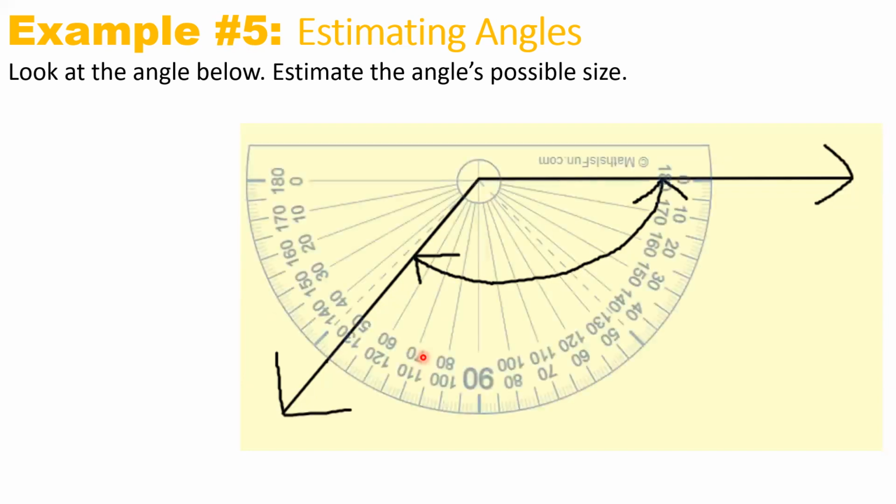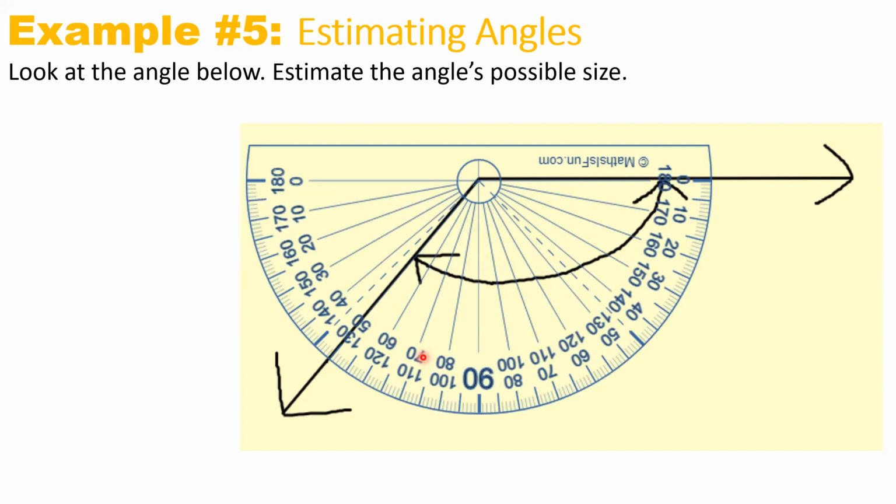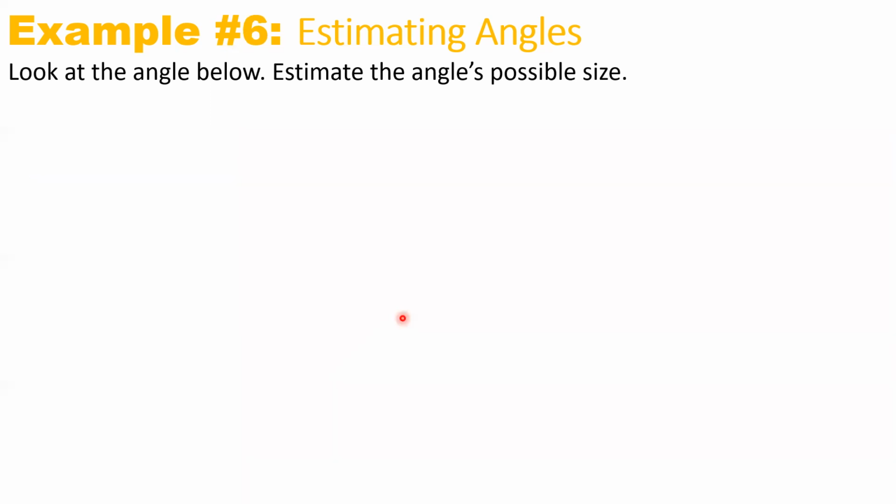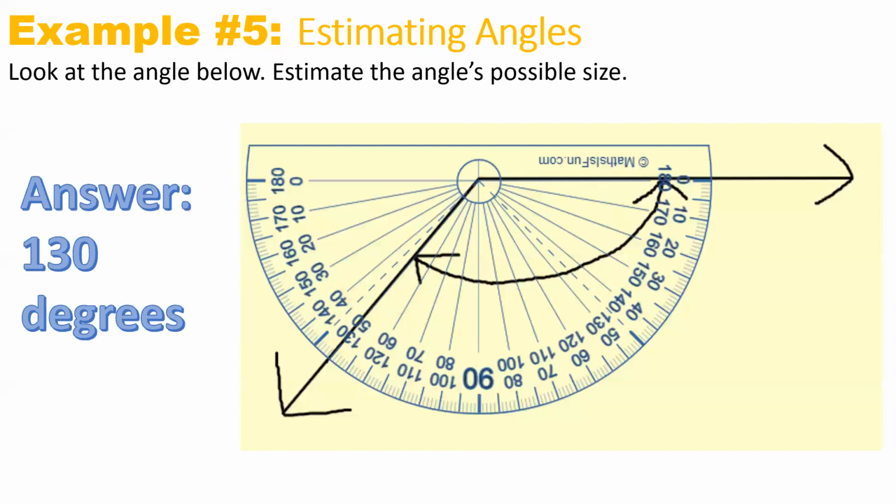All right, let's see. So let's measure it. 0, 10, 20, 30, 40, 50, 60, 70, 80, 90, 100, 110, 120, 130. Very good. So if you had 130, then you are correct. Yep, 130 degrees. Remember, for this one, you have to fix the protractor in an interesting way and then measure it out to be 130 degrees.